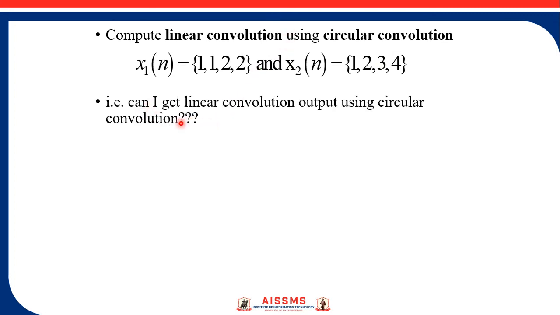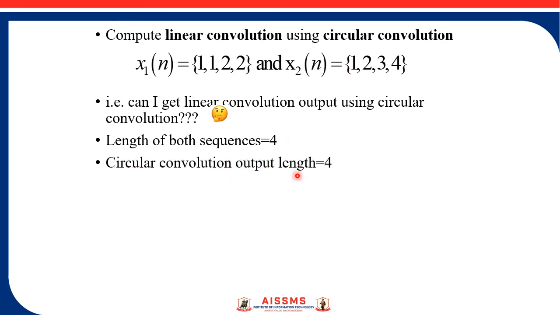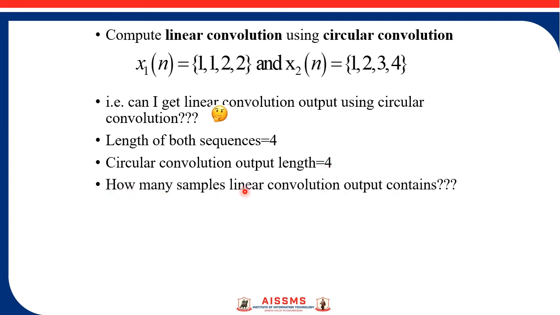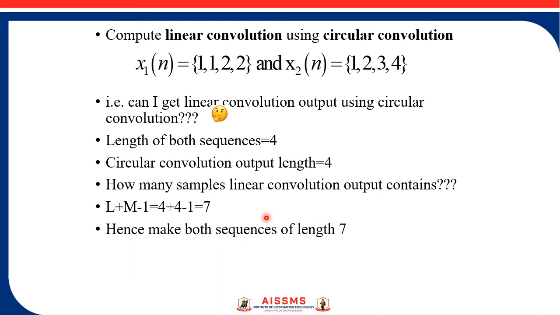So first question is, can I get linear convolution output using circular convolution? Length of both the sequences is 4. Circular convolution output length we have seen that it is 4. How many samples does the linear convolution output contain? It is 7. That is also we have seen. We have computed linear convolution, and that time we have seen that the output contains 7 samples.